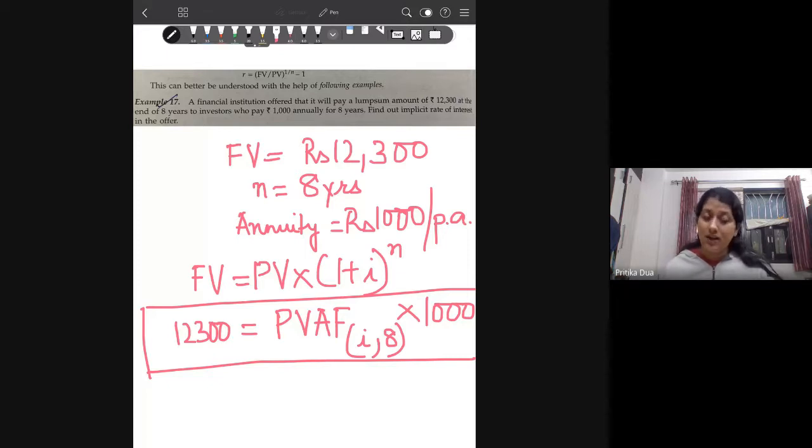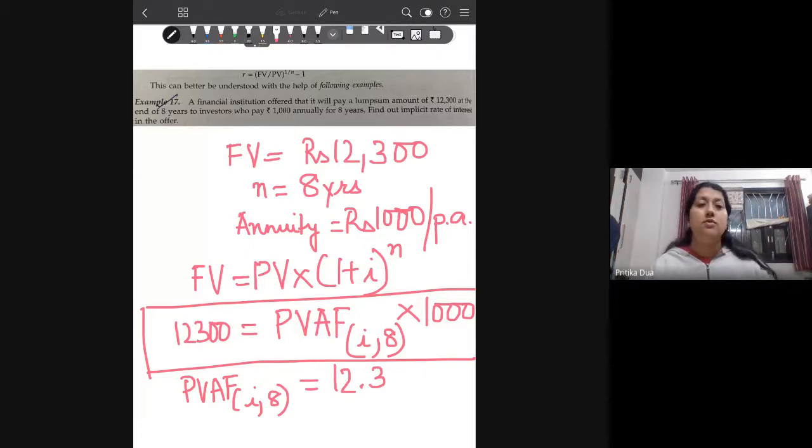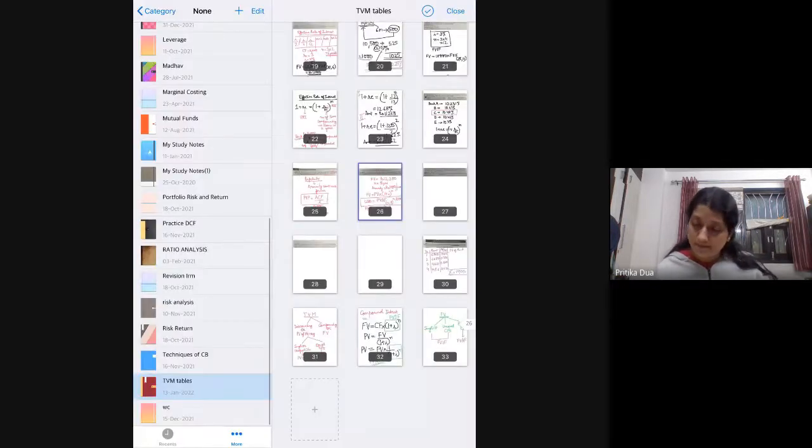So now I need to calculate the rate of interest that is offering this return. This will come to 12.3. So how to go about this? For this, I will need to go to the PVAF table. Till here, I hope it's clear to everyone. What I am stuck at is a value of 12.3, but I don't know how to calculate the rate of interest. So I go back to the PVAF table.